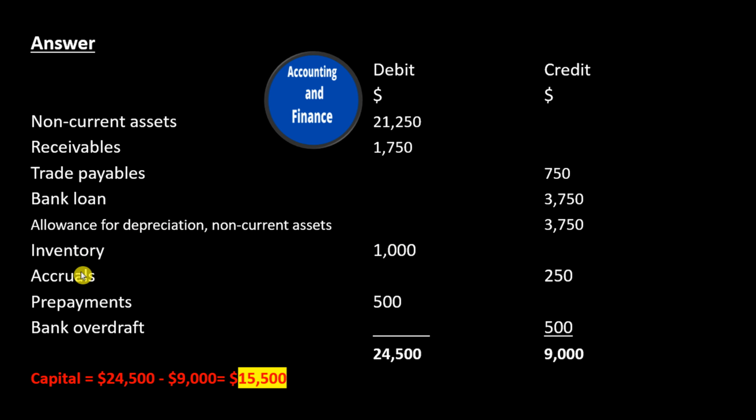$3,750. Inventory, $1,000. Accruals, $250. Prepayments, $500. Bank overdraft, $500. Total debit, $24,500. Total credit, $9,000. Capital equals $24,500 minus $9,000 equals $15,500.